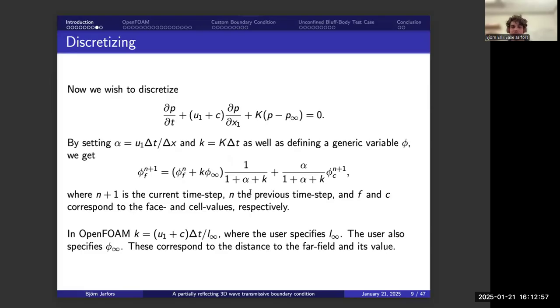And then we have this coefficient here, which is just 1 over 1 plus alpha, where alpha is very similar to a CFL number, which is just your convective speed normal to the boundary multiplied by your time step and divided by the spatial distance. In this case, the spatial distance will be the distance from your cell center to your face. And then we have the same thing here, but with the alpha in the numerator as well, and the cell value at the current time.